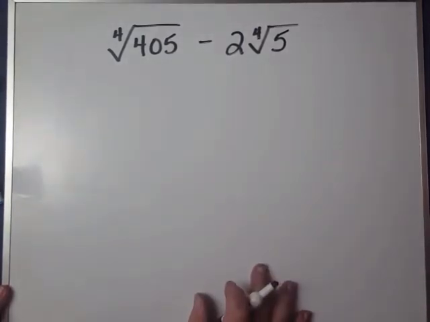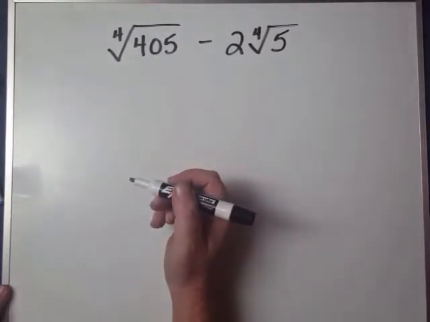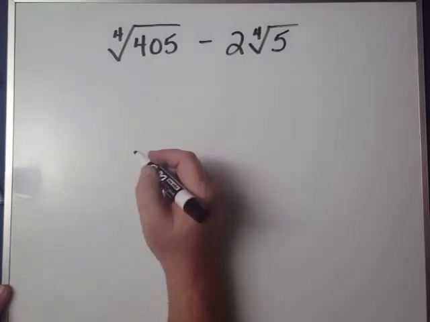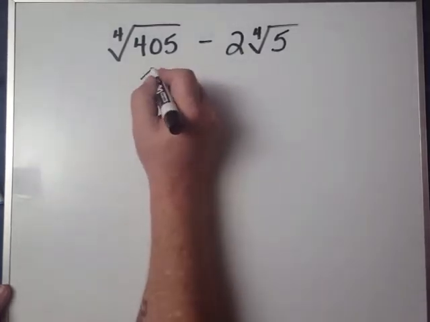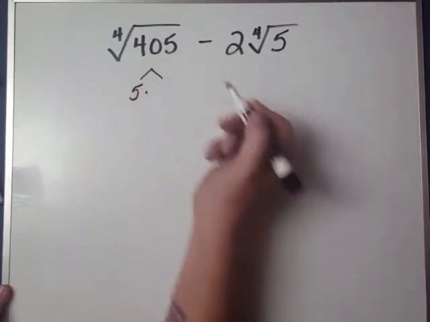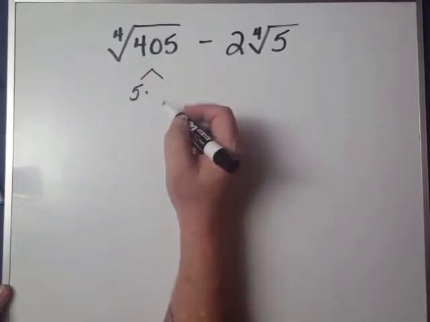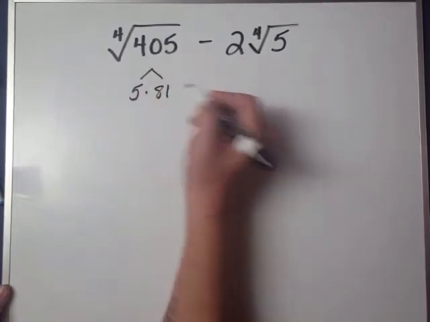So the first thing I need to do is look and see if any of these radicands contain any factors which are perfect fourth powers. Those are a little tougher to spot because they are bigger numbers. 405. If I get completely stuck, I would probably start to prime factor. And I know it's a multiple of 5. I know it's 5 times something. 5 times what? 5 times 81.